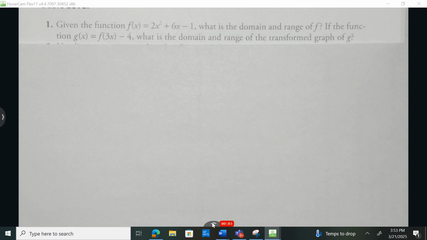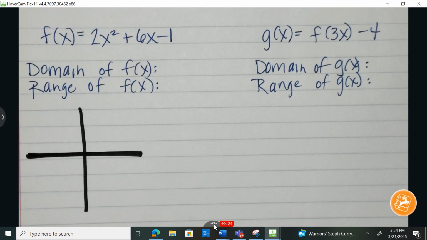Task number 9, question number 1. So we can see that after reading this question, we need to identify the domain and the range of both f of x and g of x. Now g of x is a transformed function of f of x.